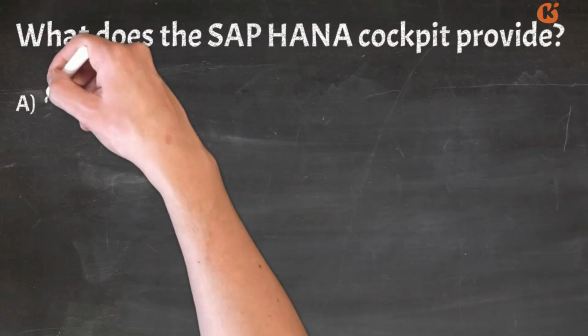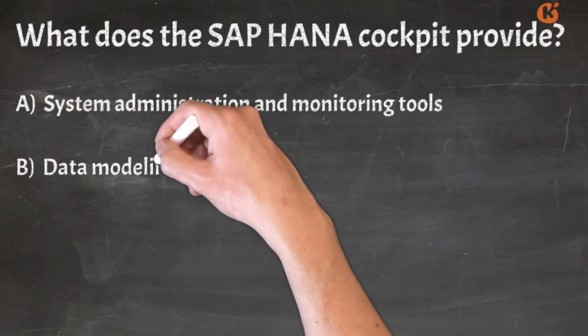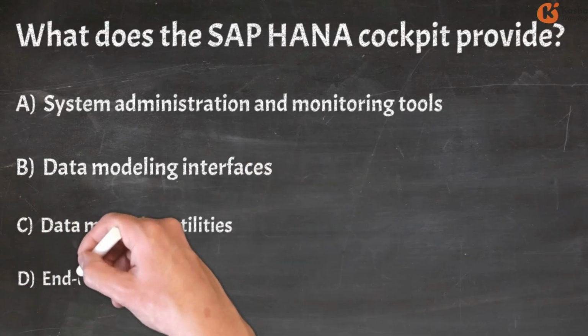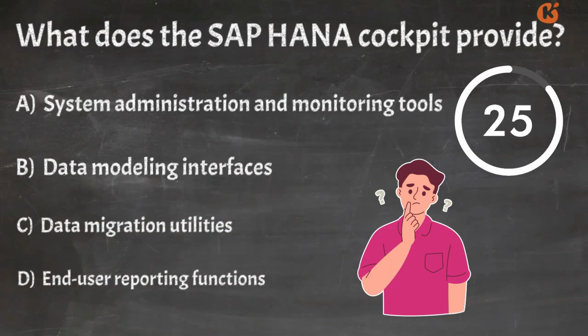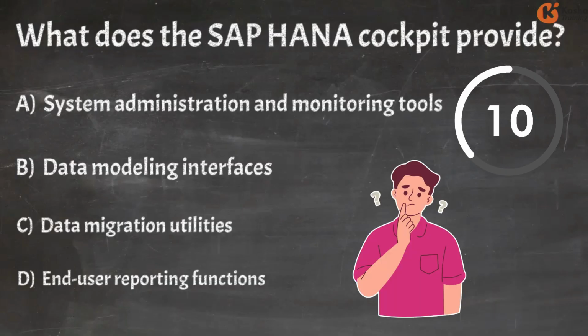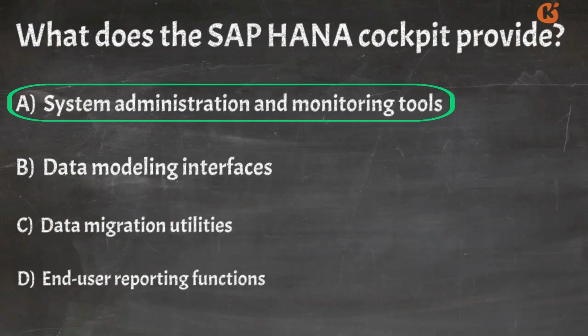Question 11. What does the SAP HANA cockpit provide? A. System administration and monitoring tools. B. Data modeling interface. C. Data migration utilities. D. End-user reporting functions. Correct answer A. System administration and monitoring tools.